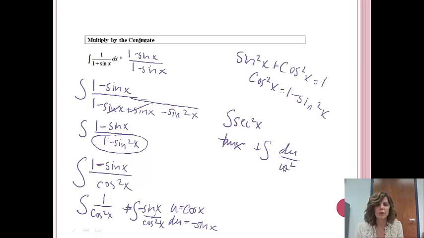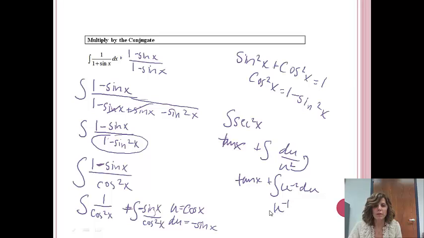over u squared. And that is not equal to ln because this is a u squared, so I'm going to bring that up top. So now I am going to have tangent x plus the integral of u to the negative 2 du. And if I take the integral of that, if I increase my power by 1, I'll have u to the negative 1 times the reciprocal, which would be negative 1. So this is going to be tangent x minus 1 over u, which is 1 over cosine x, plus c.